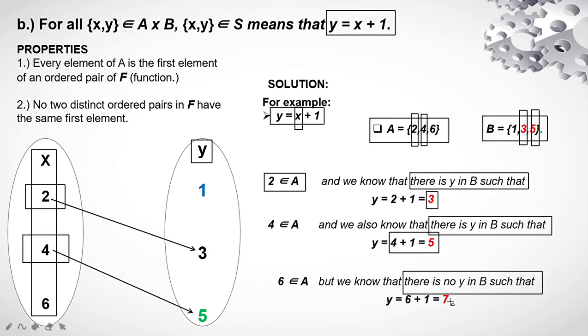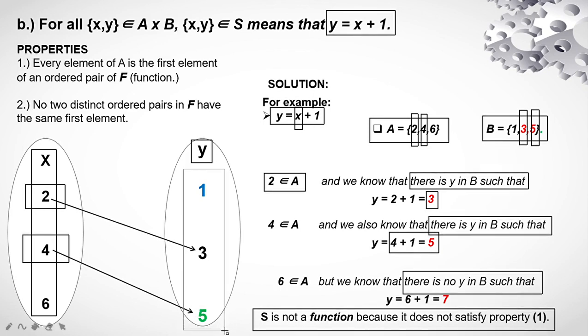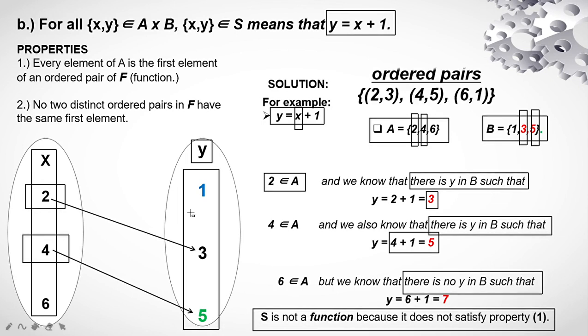Bakit? No? How come? So, ito yung sagot. S is not a function because it does not satisfy property number 2. So, tulad ng sabi ko sa inyo, dito, there is no y in B such that y is equals to 6 plus 1 is equals to 7. As you can see here naman, yung lahat ng element, yung lahat ng value ni y, is wala kayong makikitang 7 dyan na possible.